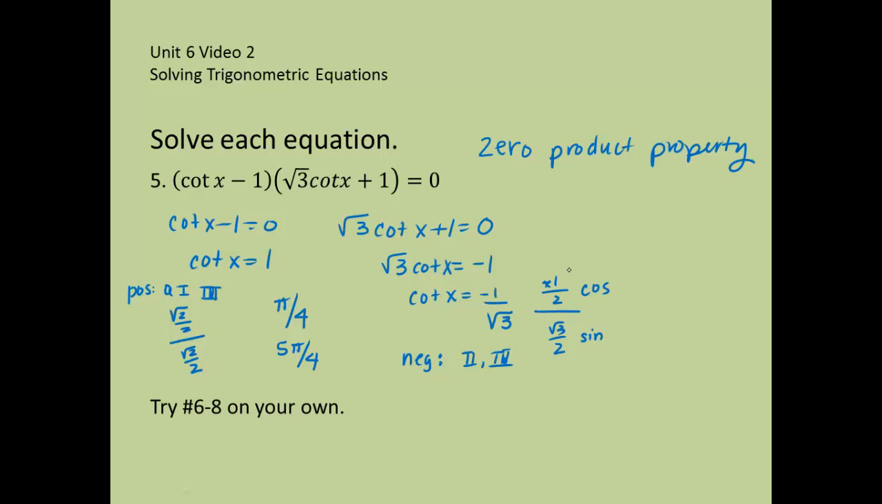Now, I don't really care about the negative because the negative can move from the top or the bottom, but this says the cosine is 1/2, which I know is all of my pi over 3's, but I am restricted to quadrants 2 and 4, so that's 2/3 pi and 5/3 pi. So in this case, I actually have 4 separate answers. I have pi over 4 and 5 pi over 4, 2 pi over 3, and 5 pi over 3. So again, this one gave me 4 separate answers because I was dealing with 2 separate small equations.